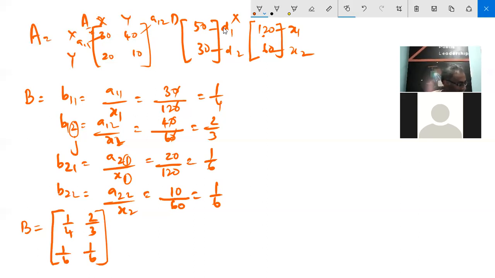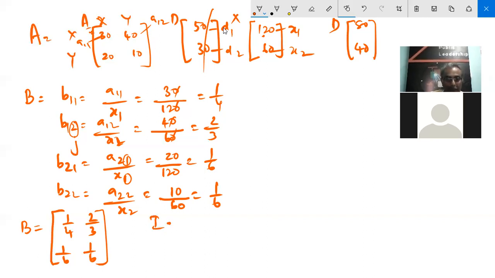Now he is also telling the domestic demand changes from 50, 30 to 80, 40. So final demand will be 80, 40. So this is the final D. So this D we will not take now. This is B matrix.